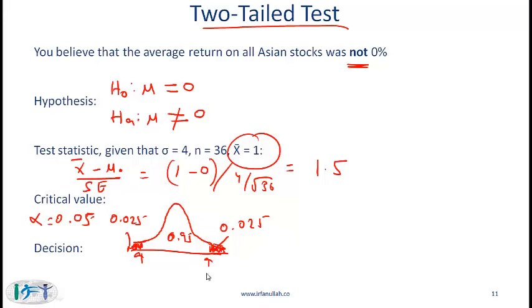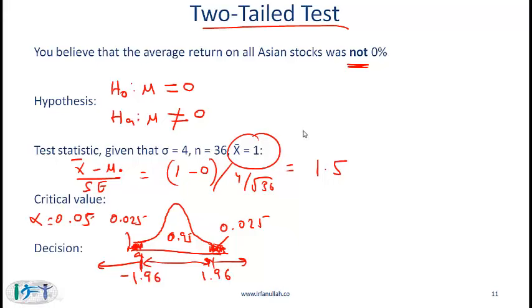With 0.025 in the left tail, the critical value is minus 1.96. With a two-tailed test, the region in between is where you fail to reject the null hypothesis, and the region to the right of plus 1.96 is where you reject the null hypothesis, and also the region to the left of minus 1.96 is where you reject the null hypothesis.